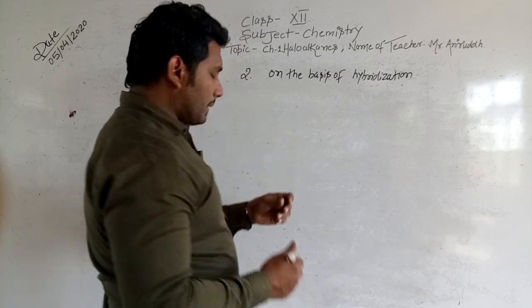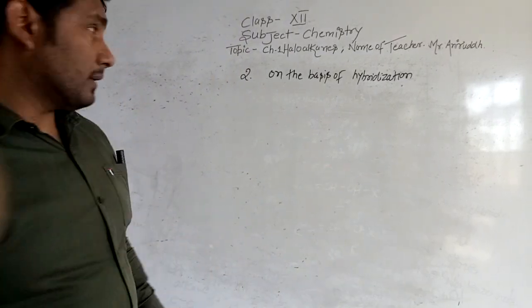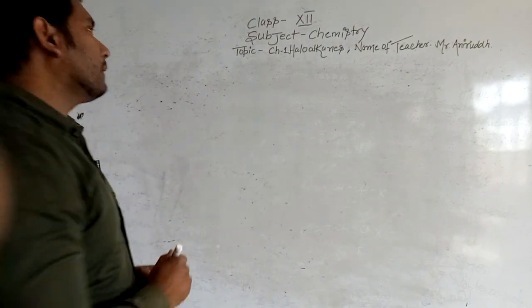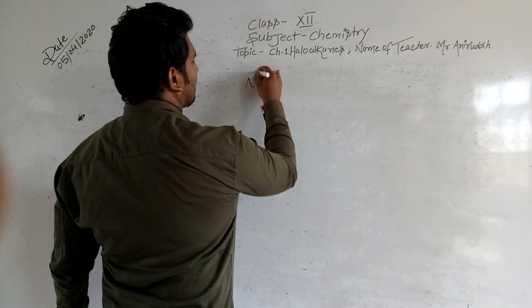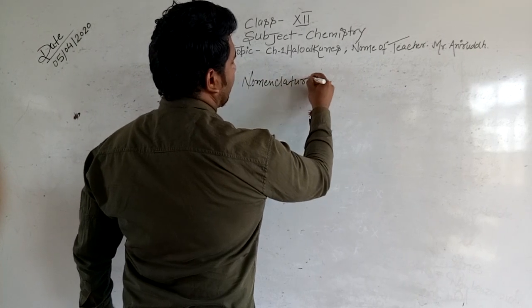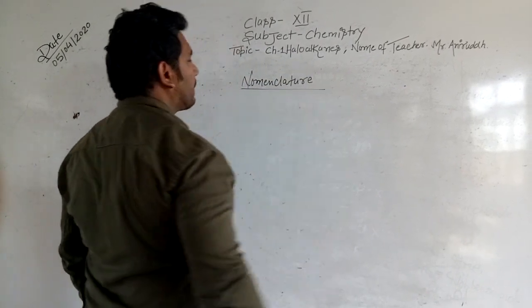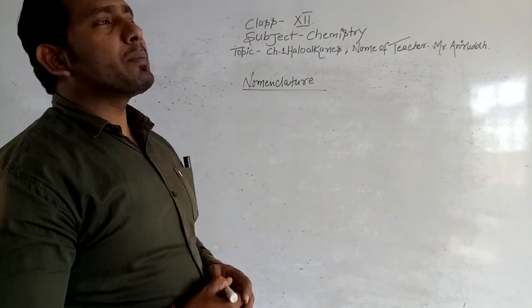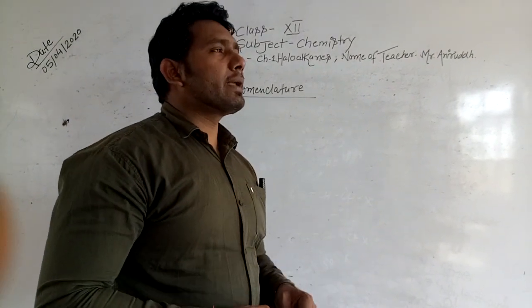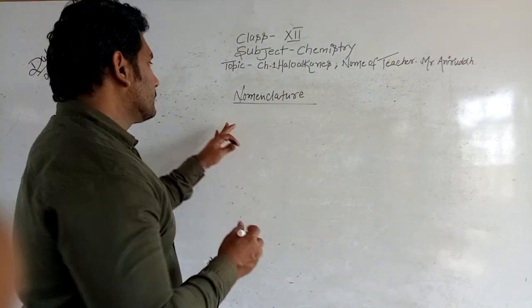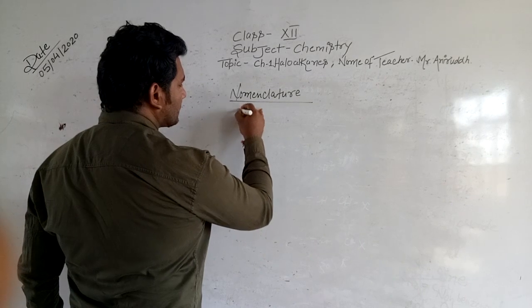So the classification part is over. Let's move on. The next topic of this chapter is nomenclature. Nomenclature is the most important part, and it is based on the permanent naming of organic compounds, like aliphatic as well as aromatic compounds. There are two systems present.